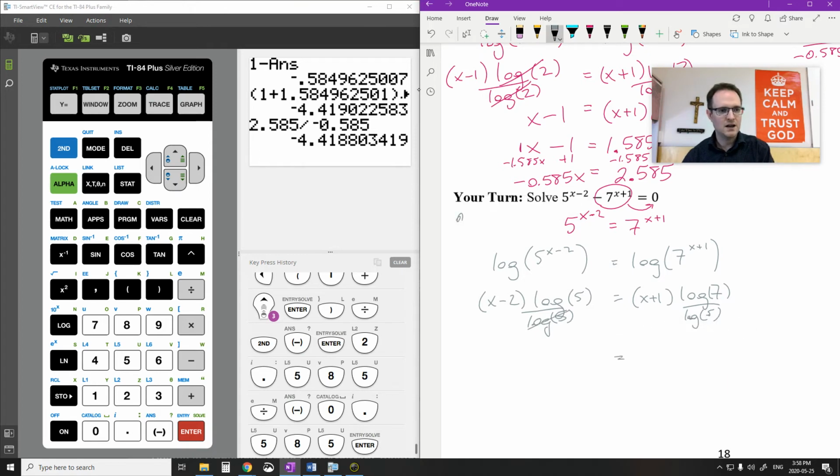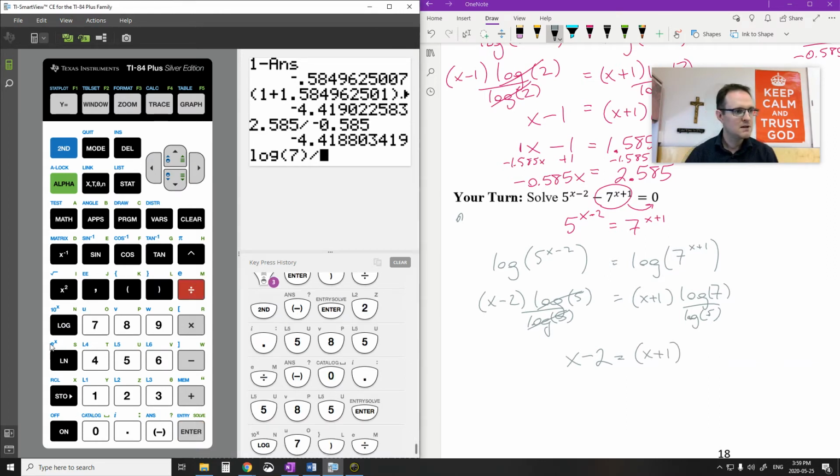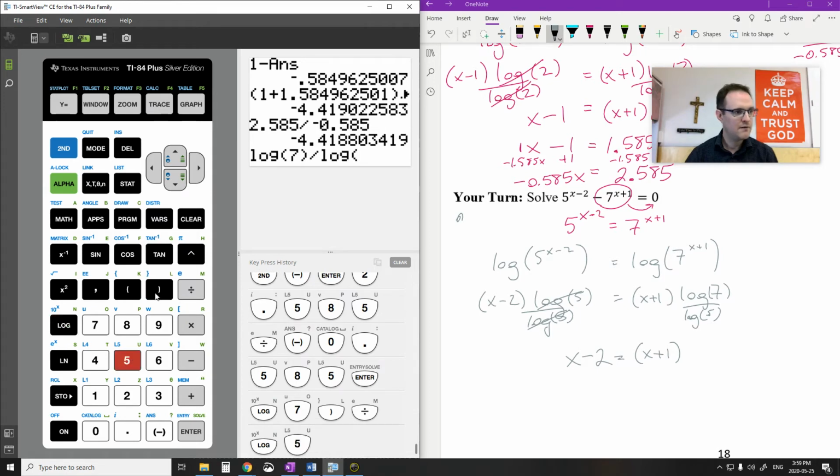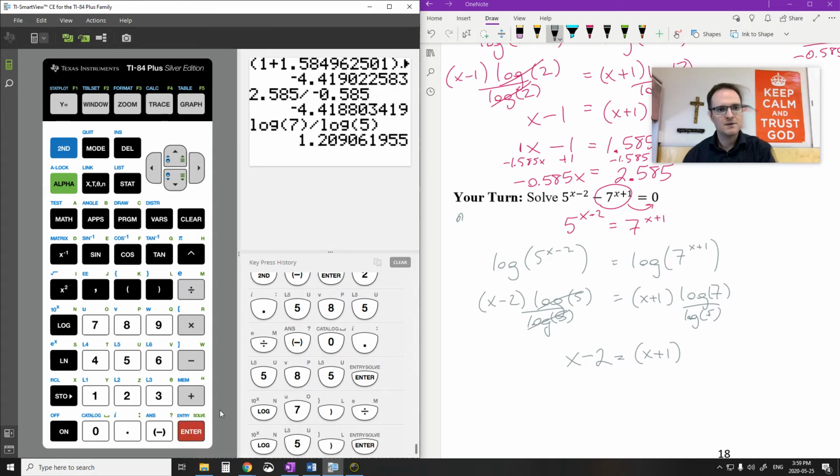Okay, so this is gone. Log 5 divided by log 5. So this ends up being x minus 2 on this side. This side here is going to be x plus 1. And then I'm going to have log 7 divided by log 5. Okay, so I'm going to go about 3 decimal places again because that seemed to work last time. So that's what I have there.